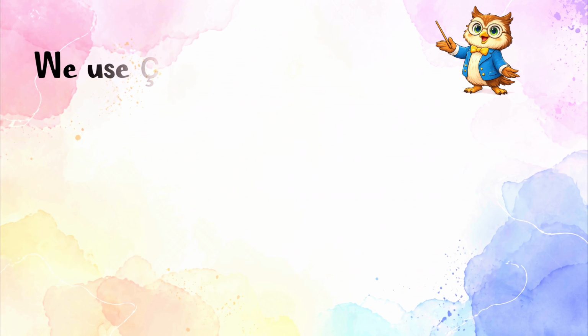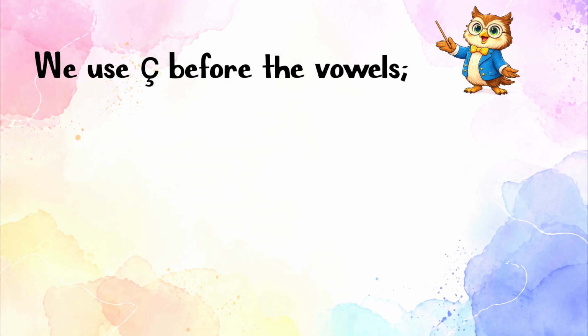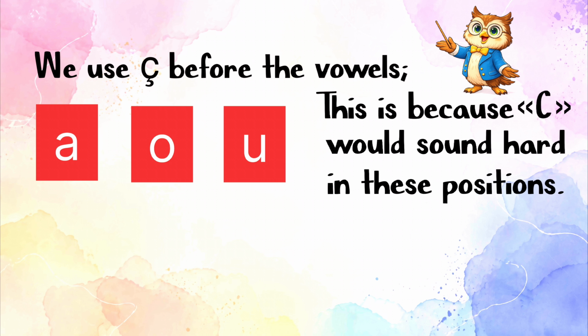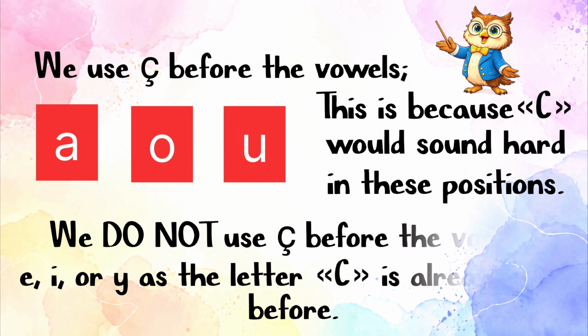We use C cédille before the vowels A, O, and U. This is because the letter C would sound hard in these positions. We do not use C cédille before the vowels E, I, or Y, as the letter C is already soft before them.